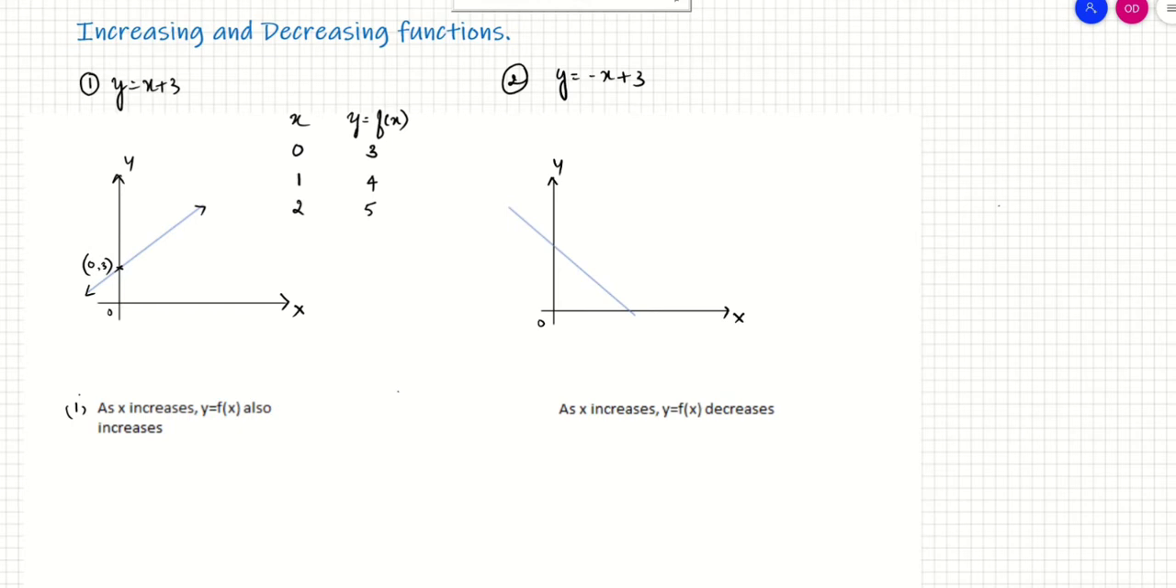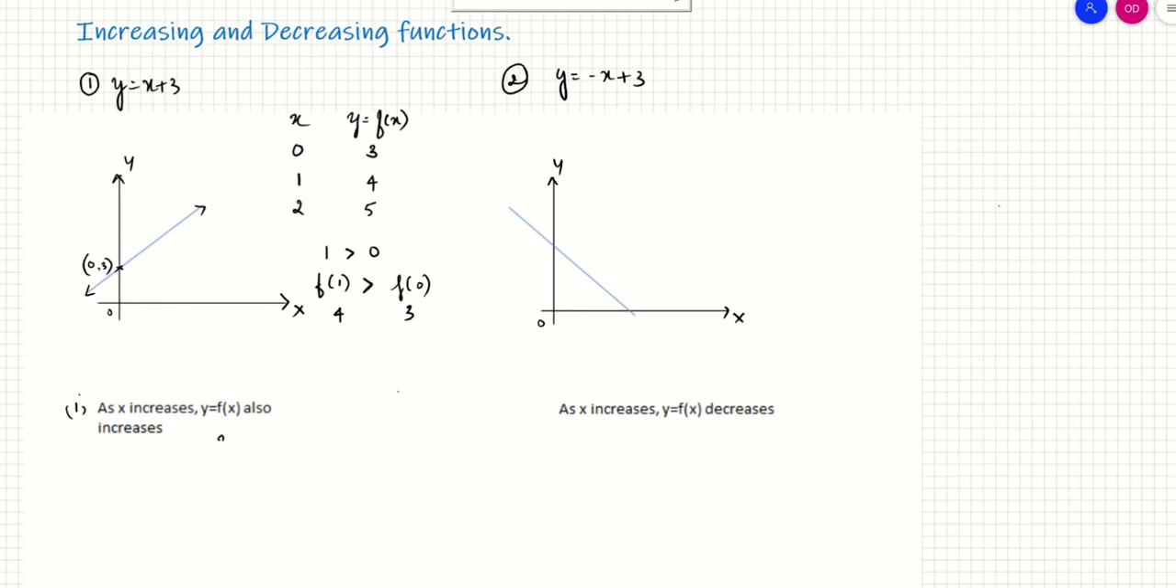So we had 1 is greater than 0. But what was f of 1? f of 1 was equal to 4 and f of 0 was equal to 3. So f of 1 is also greater than f of 0. In other words, as x is increasing, y is also increasing. Such a function is called an increasing function.